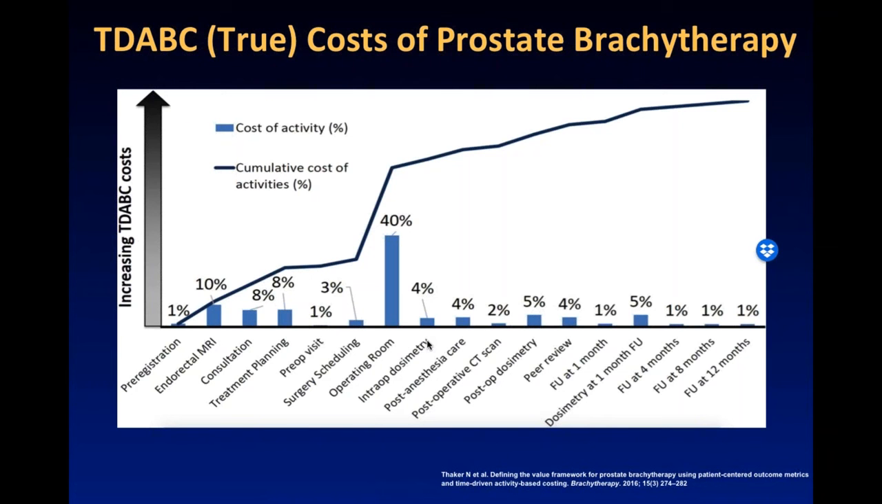And the importance of this is that it then allows us to look at those percentage of cost and then find ways to further reduce cost by either adding advanced technology, which improves processes, or by becoming more efficient through our treatment. And so here you can see that 40% of the costs are just derived from being in the operating room.